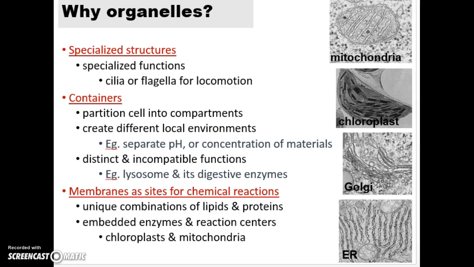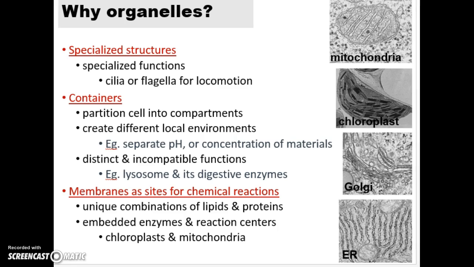A lot of times, different functions that are occurring within a cell are incompatible with each other. A good example of that is a lysosome, which is a vesicle that contains digestive enzymes. If those digestive enzymes were loose in the cell, they would destroy the cell. They would eat it up, digest it. So instead, they're concentrated within an organelle called a lysosome.